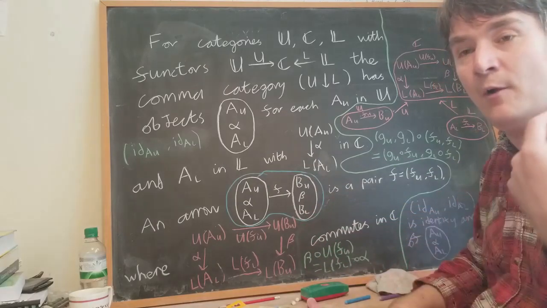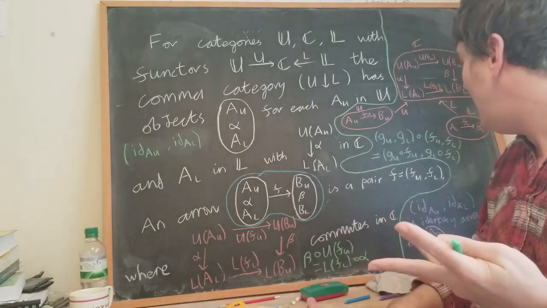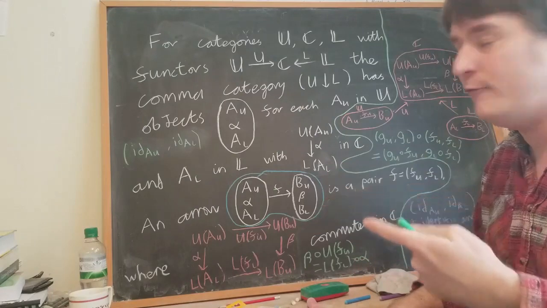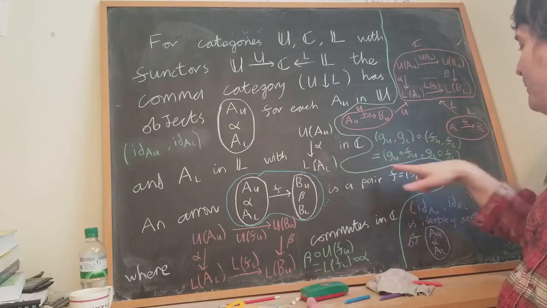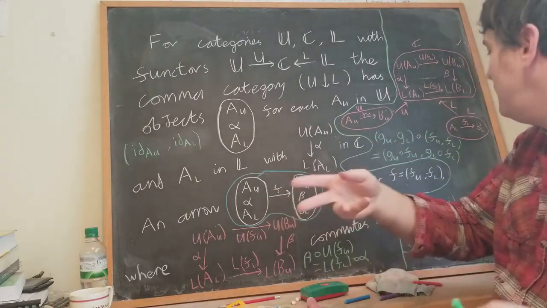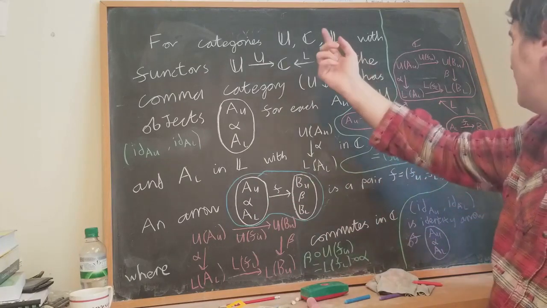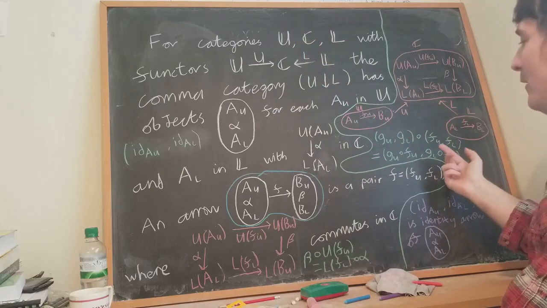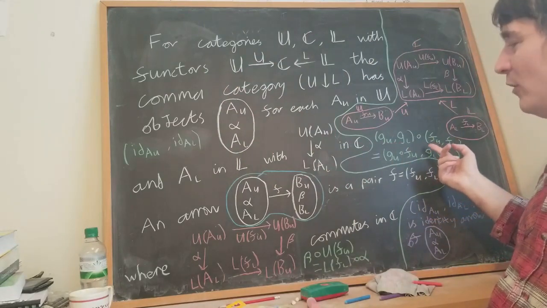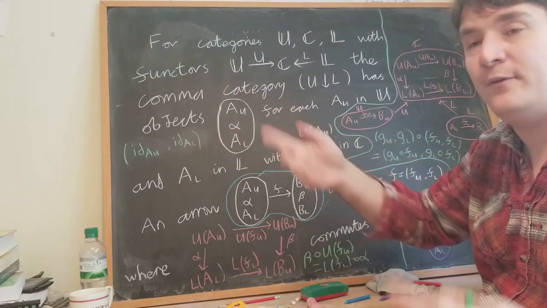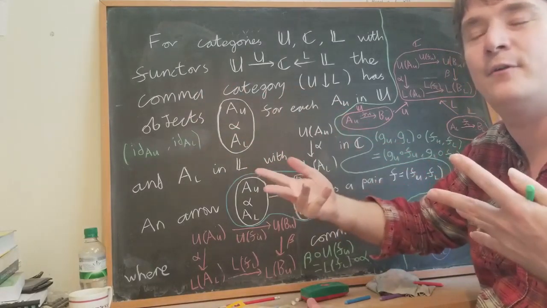So that's it. We know what the objects are. We know what the arrows are. We know how to compose them. We need to show composition is associative, but you can see that by the way this arrow composition is defined in a pairwise fashion, the arrow composition is going to be associative in U and it's going to be associative in L. So if it works in both sides of the pair, then it'll work in this setup here. And we have these identity arrows. So yes, this is a category, a comma category.